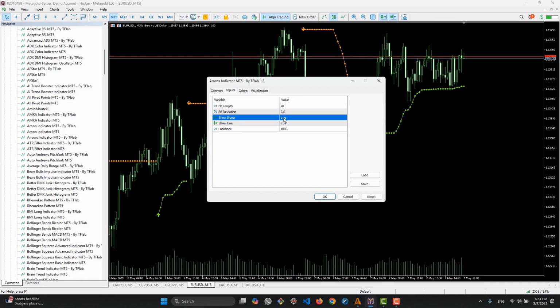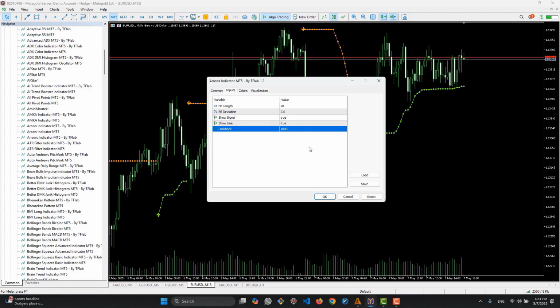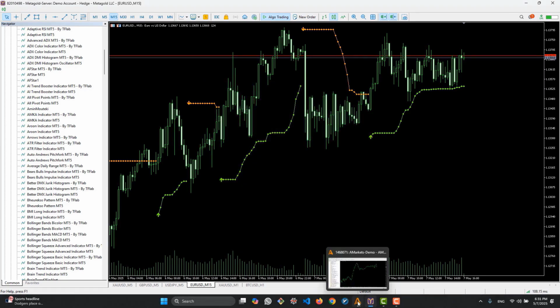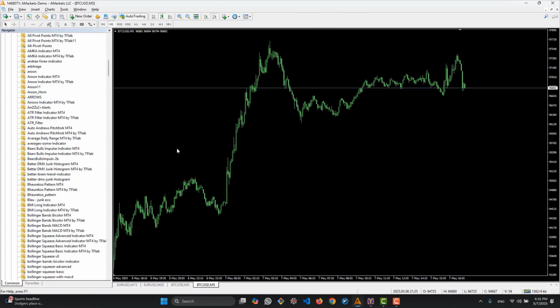The next option, if it is true, will display these buy and sell signals, and if it is false, it will not display them. The next option, if set to true, displays these lines, and if set to false, it does not show the lines. The following option is the number of candles in the chart's history over which the calculations are performed. You can also use the MT4 version of this indicator on the MetaTrader 4 platform.